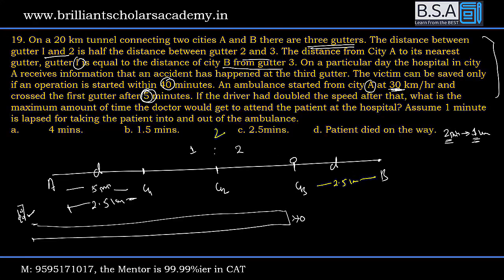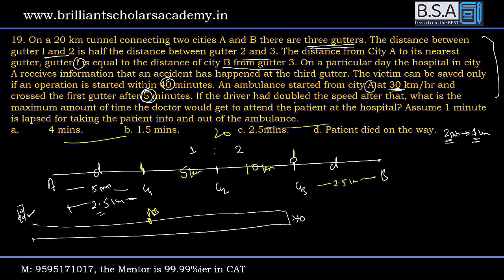So the total distance being 20 kilometers, 2.5 and 2.5 is 5 kilometers, means this is 15 kilometers. This is 15 kilometers. That means this is 10 and this is 5. Applying the understanding of ratios, I need the ratio to be 1 by 2. I want 15 to be divided as 1 by 2. So 5 kilometers and 10 kilometers. So right now 2.5 minutes are gone. The ambulance is here. Now what does the driver do?